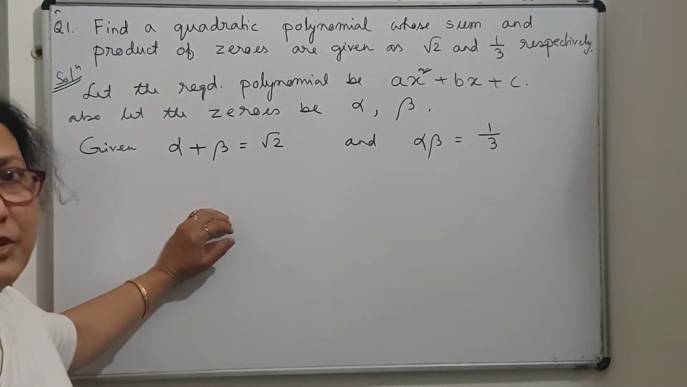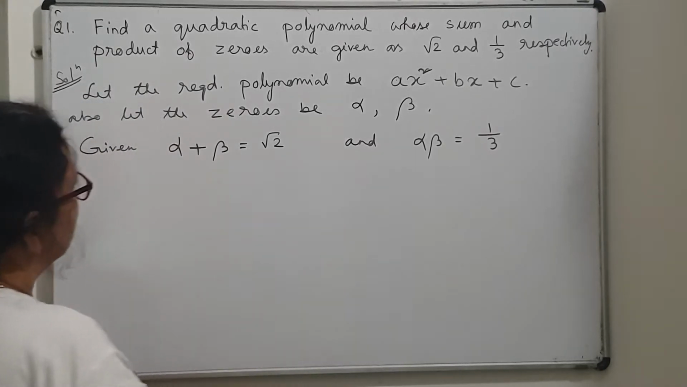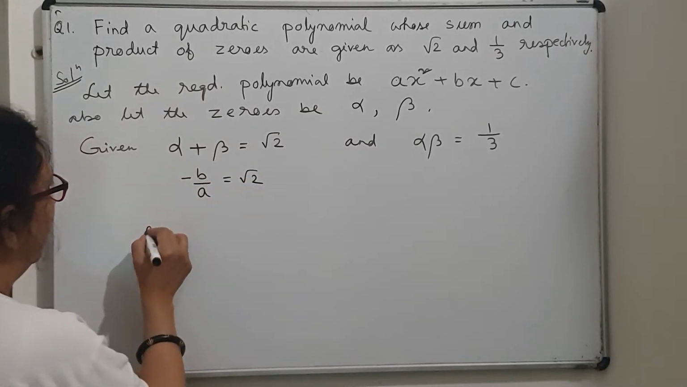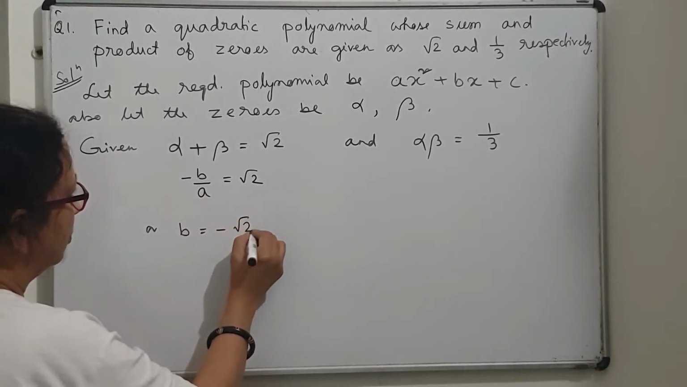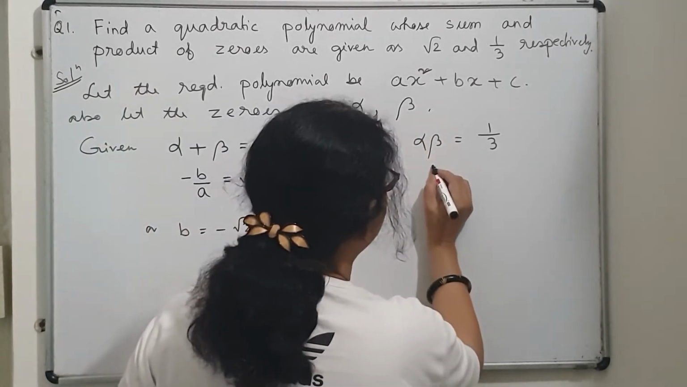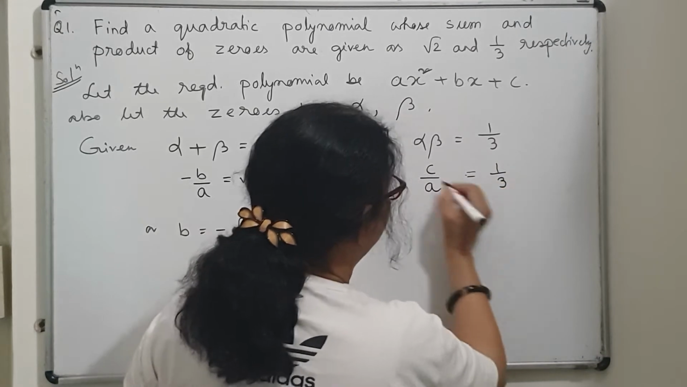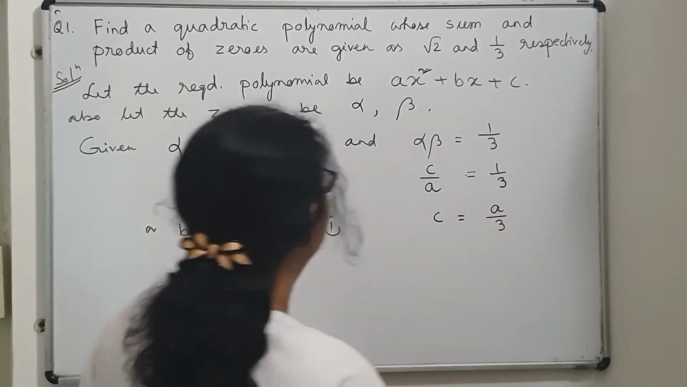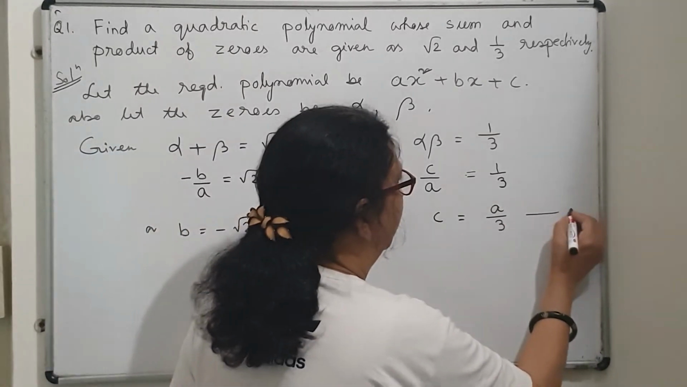Now here we will be using the relationships between zeros and coefficients. It will be useful now. So you remember sum of the zeros was minus b upon a. Or what will be b? B will be, if I cross multiply, minus root 2 into a, first relation. That is from this I am getting this. And here product of the zeros, second relation was c upon a is 1/3. And what is c then? C is equal to a by 3. This is say equation number 2.